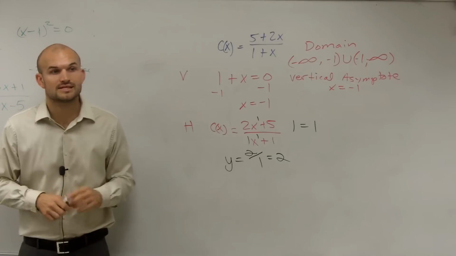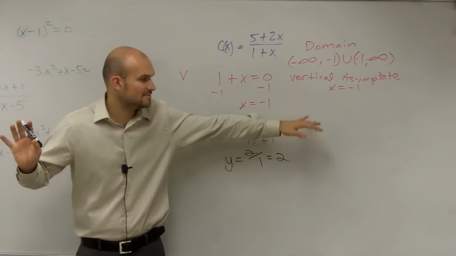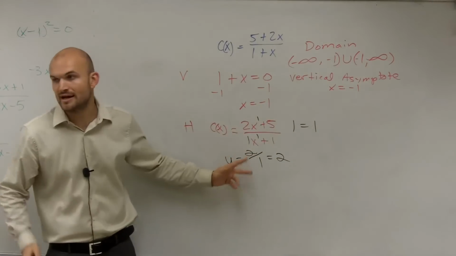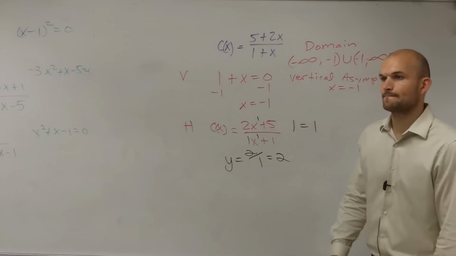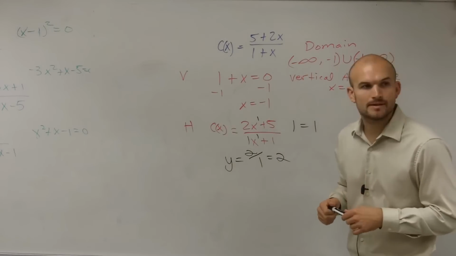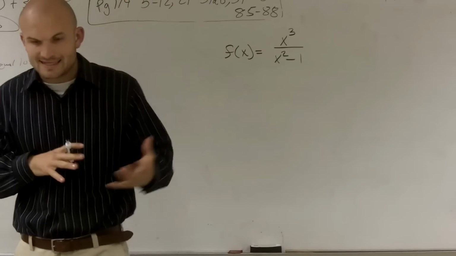Yes? That's it. That's all you guys got to do. So for horizontal, just determine whenever you have the same degree for top and bottom polynomials, you take their leading coefficients and you divide them. Yes? So when we're doing the vertical, we're just supposed to set it equal to 0 and then solve. Exactly. That's it.